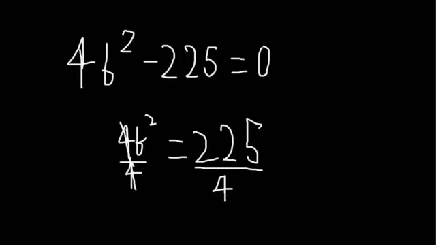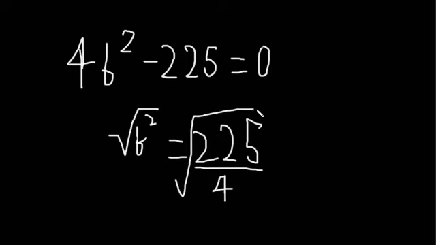But did you notice that 225 and 4 are perfect squares? So, what happens next? Well, we extract the square root, of course. The square root of b squared is b, and the square root of 225 over 4 is, that's right, 15 over 2. So now, we have b is equal to positive negative 15 over 2.